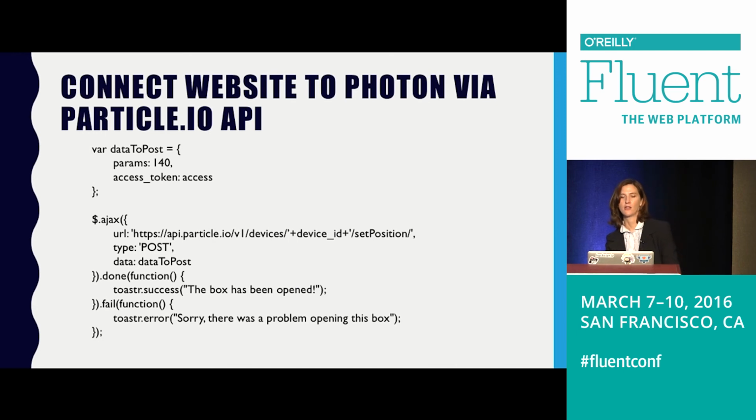Final step, you need to get your website to connect to your Photon via the Particle.io API. That's going to be what's going to talk to your Photon. So here we just make a little AJAX call to my device, and I tell it set the position. Since I need to open it, I'm going to send the param 140. So just set the servo arm to be in position 140 to open. Very, very simple.